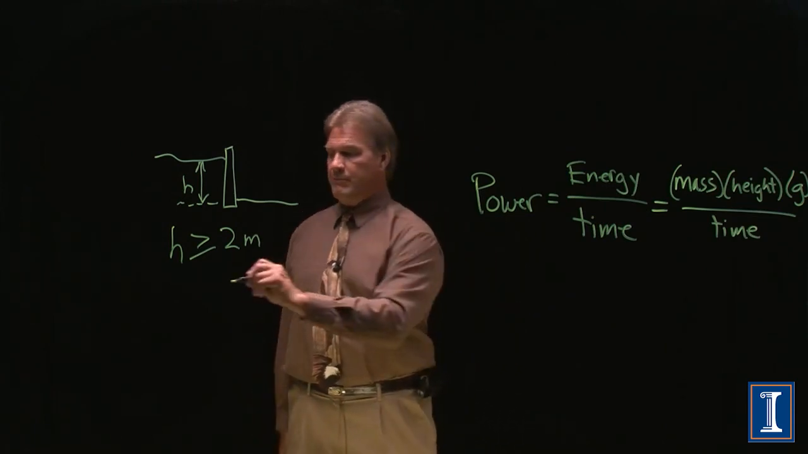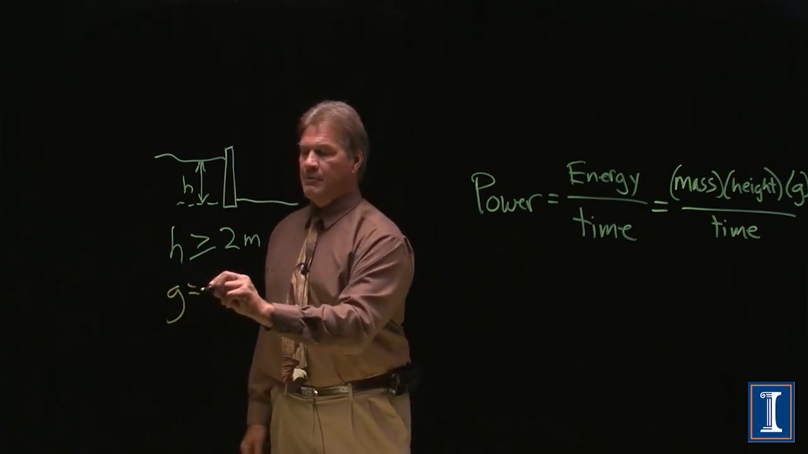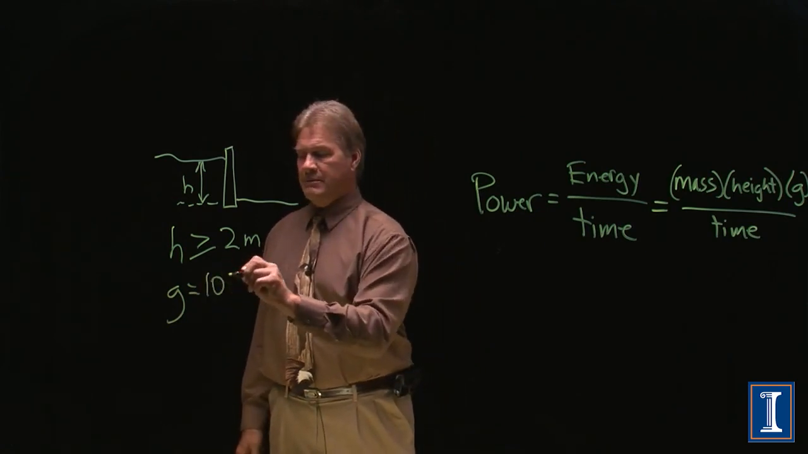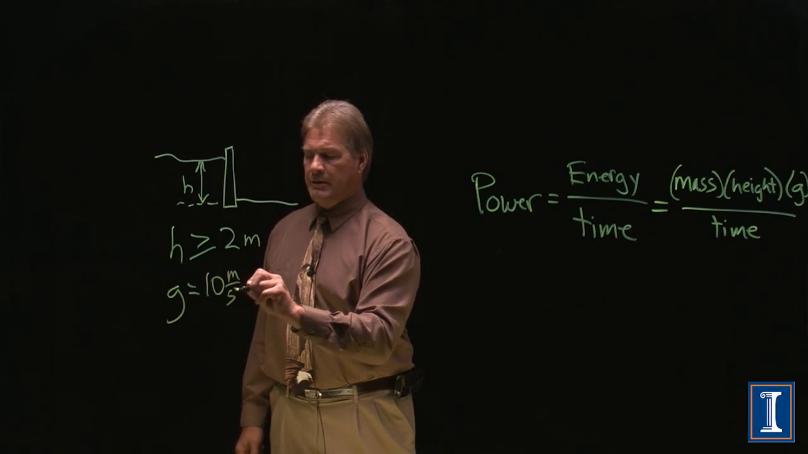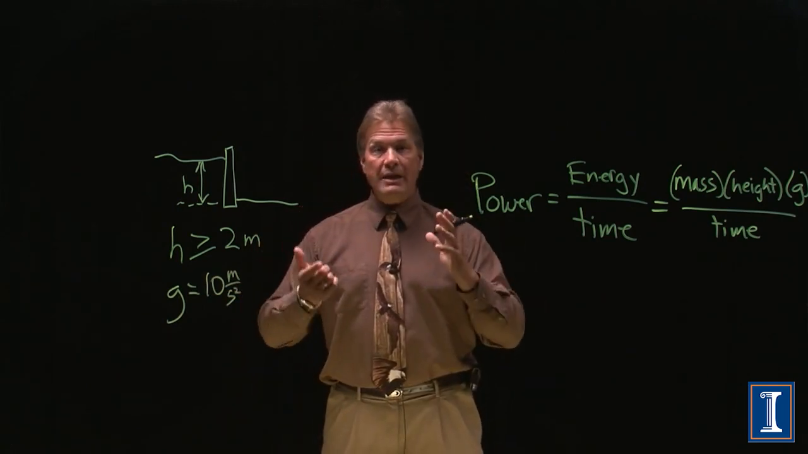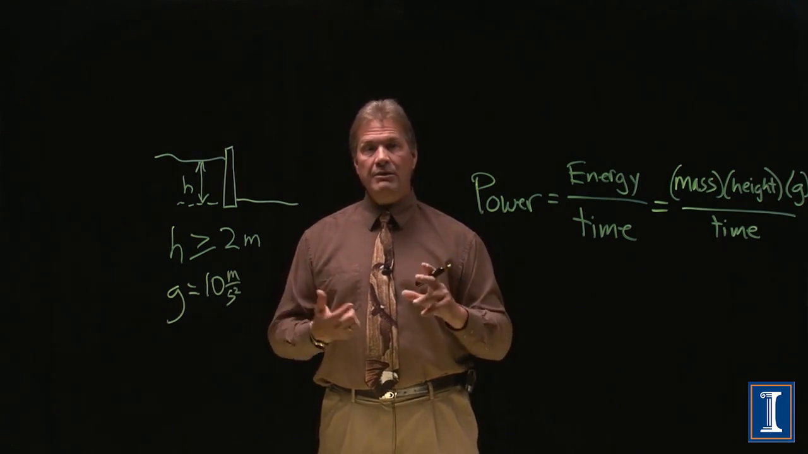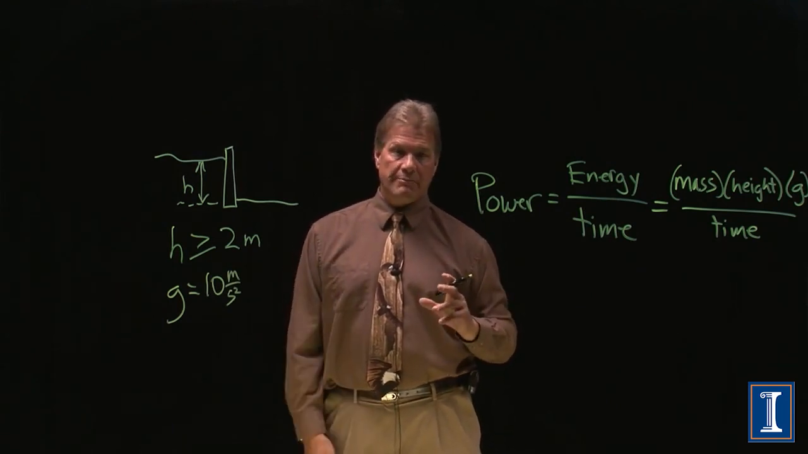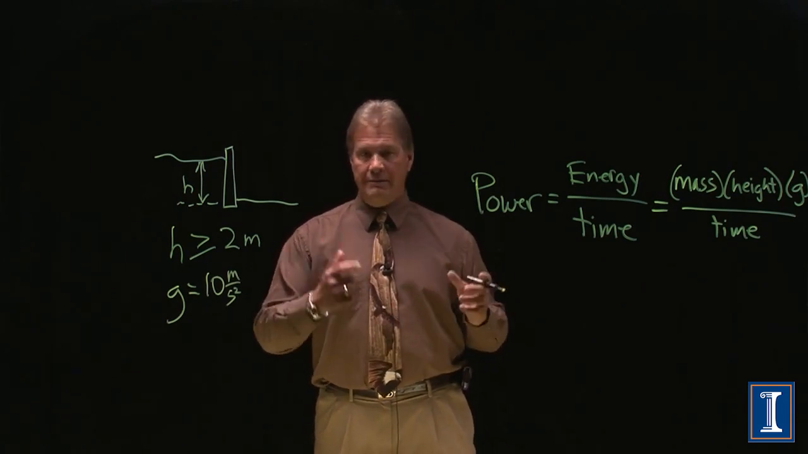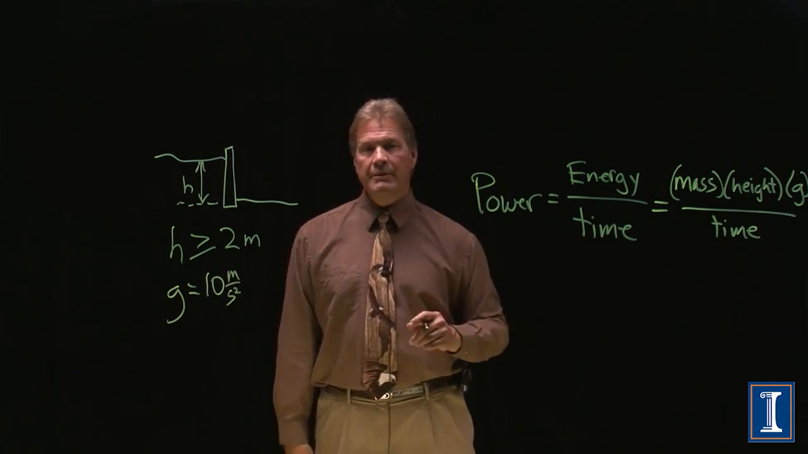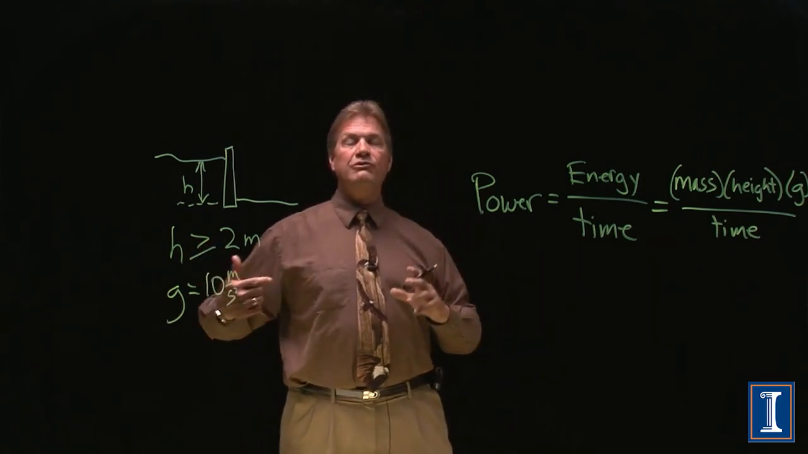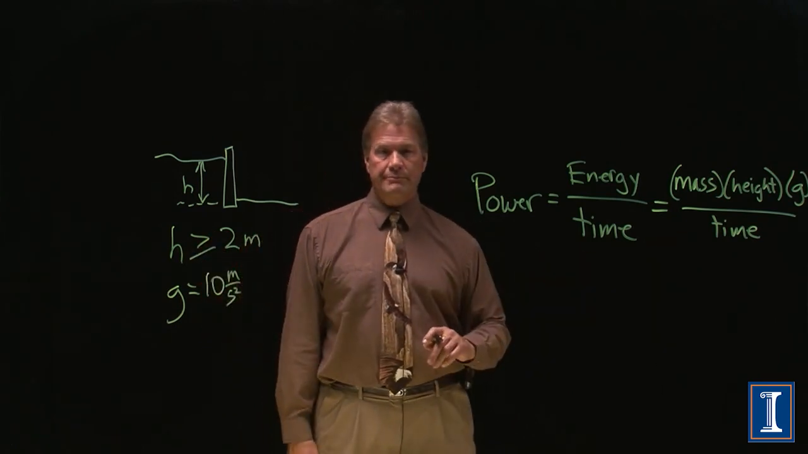G, gravity. Gravity on Earth, 9.8 meters per second squared. 10, close enough. All right, that's the gravitational constant. Now, all that's left is mass per unit time. How am I going to calculate mass per unit time? Well, one thing is you could just have a bucket and weigh it and see how long it takes to fill up. But it's much better if you could just measure the cross-section and the flow velocity of the stream.